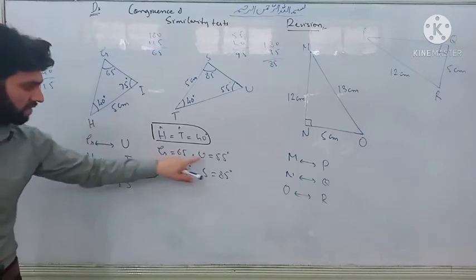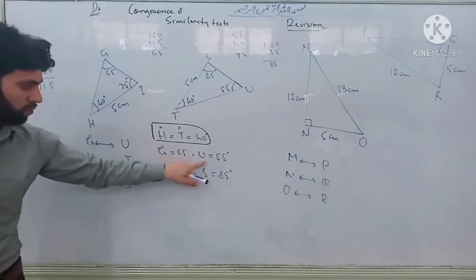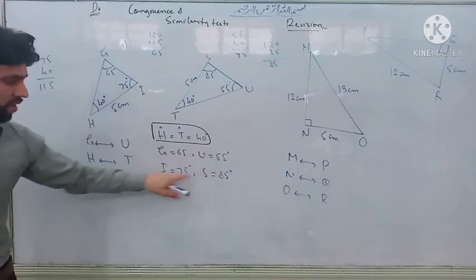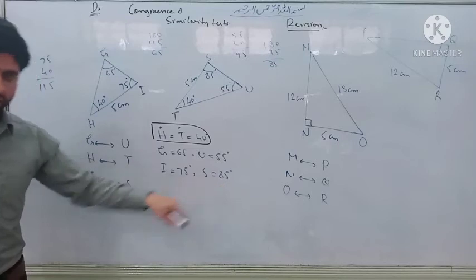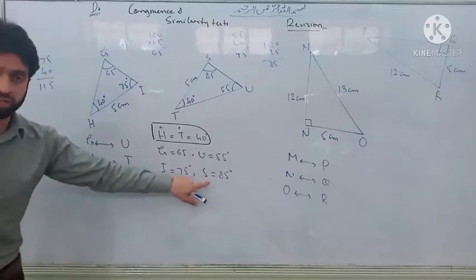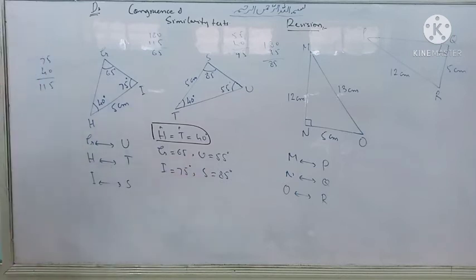On G 65, on U 55. These are the corresponding vertices, but the angle is not the same. On I there is 75, on S there is 85. So we do not have the same angle on the two corresponding vertices. So we cannot apply this; this pair of triangles is not congruent because the two corresponding angles are not the same.